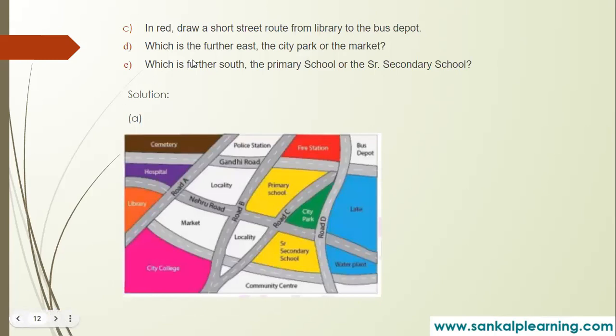Next, fourth one. Which is the further east, the city park or the market? See, where is our city park? City park is here. Okay, it is green color, right? You have colored it with green, right? This is city park and market. Market is here. See, we know which is east in the map. This is east and this is west, right? So, in the east, it is the city park.